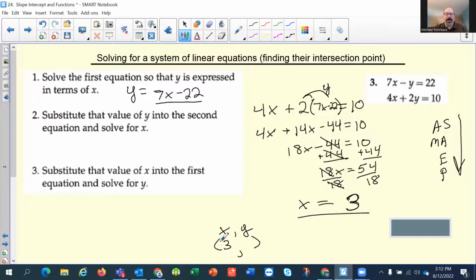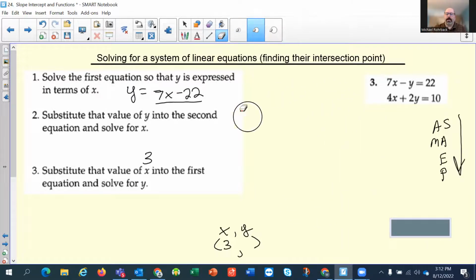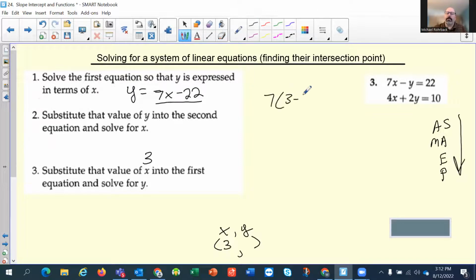Now that we know x is 3, we're just going to take that 3 and put it back in the first equation. So we can get rid of all of this. Goodbye. We write 7 times 3 minus y equals 22. And now we're going to solve for y. 7 times 3 is 21. 7 times negative y, negative 7y, equals 22.